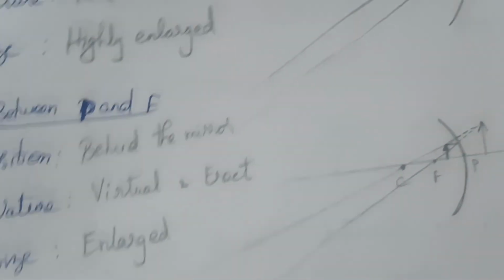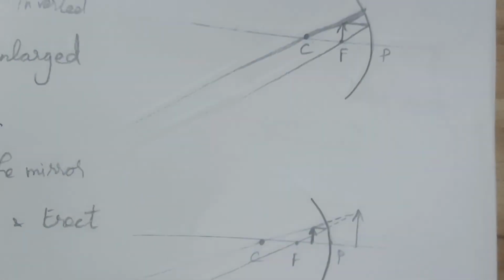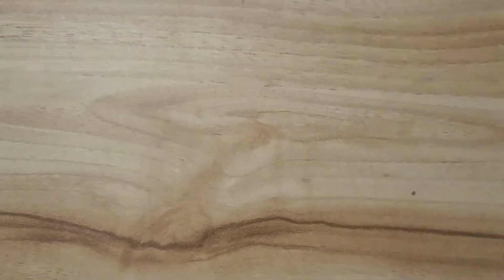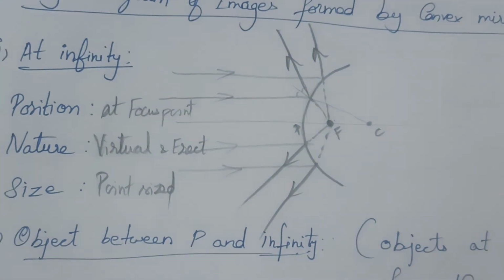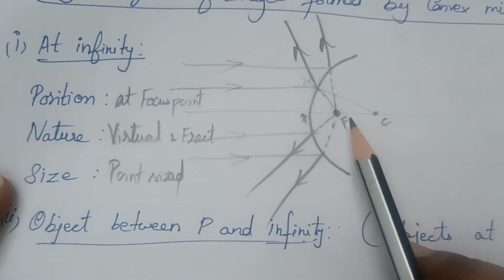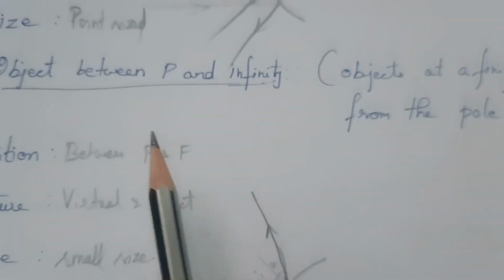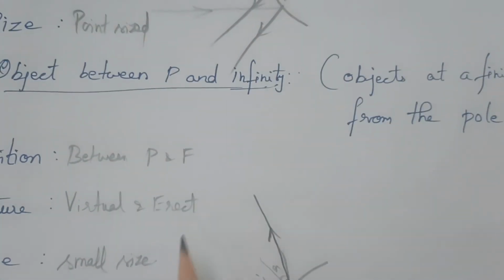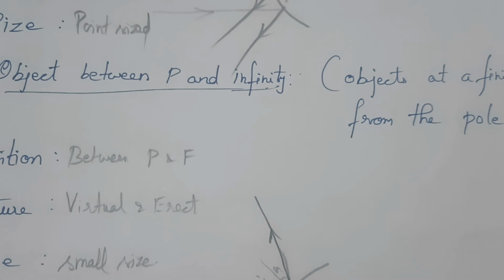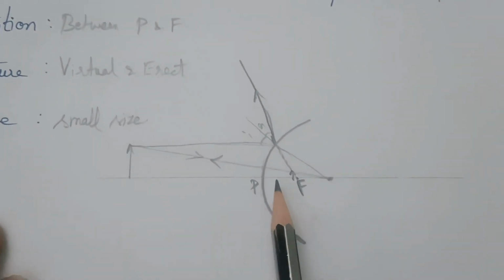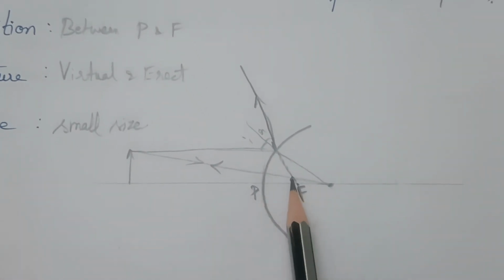Okay, this is for the concave mirror, and for the convex mirror only 2 positions. When it is placed at infinity, you will get a point sized image at the focus point. When it is placed between the pole and infinity, at some finite distance, you will get the image between pole and focus. It is a small sized image. Okay, clear on this? Thank you.